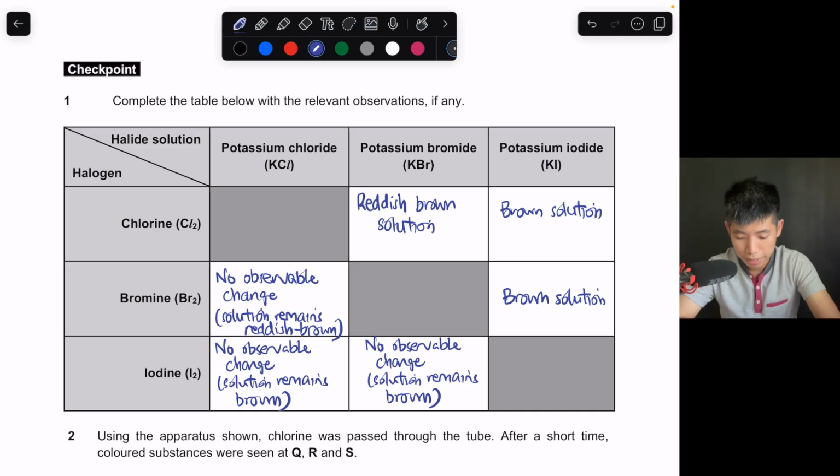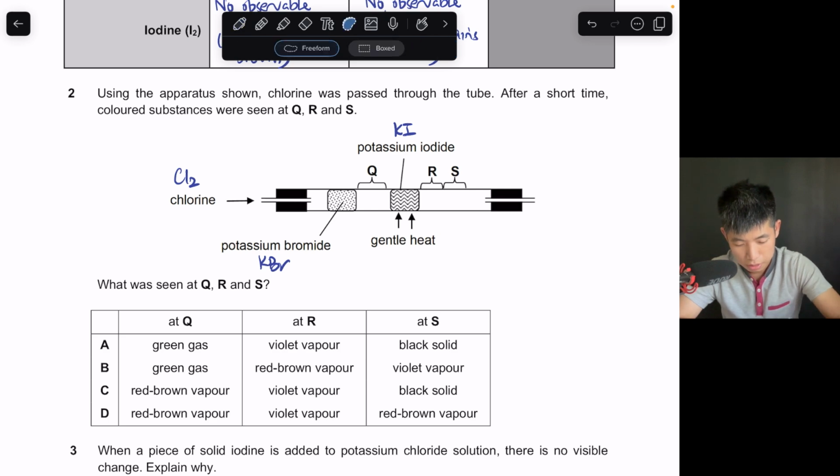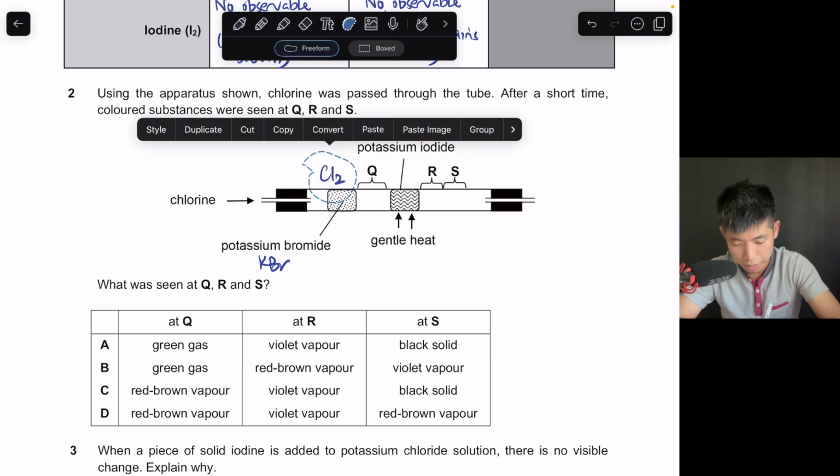Okay, you can compare your observations to what you have here. Over here, I'm keeping the descriptions pretty short, just the final color. Alright, let's look at this question. We have chlorine gas, potassium bromide, potassium iodide. Okay, so when chlorine goes in to potassium bromide, what happens?